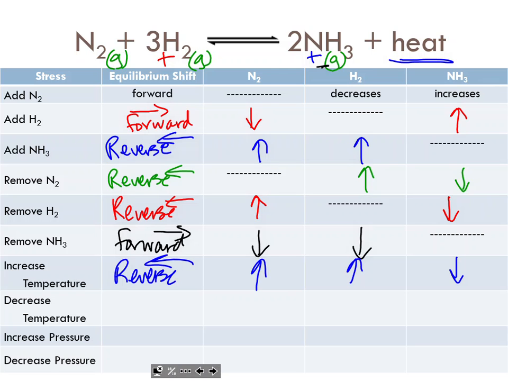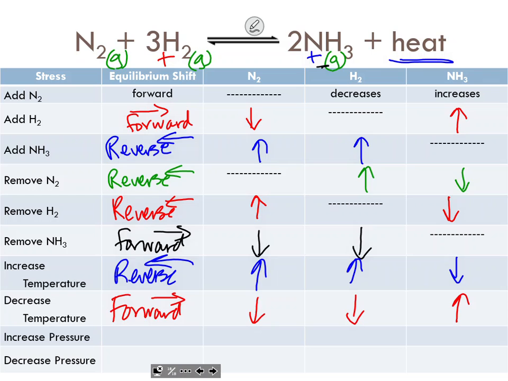Decrease in temperature should be the opposite, right? Go towards the forward, producing more heat, therefore the nitrogen decreases, the hydrogen decreases, and the ammonia should increase going towards the products. Now, for pressure, let's look at moles.